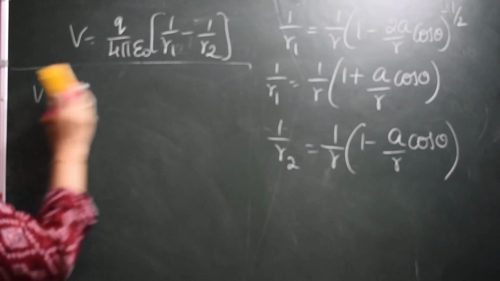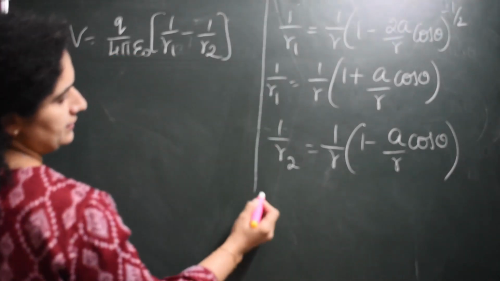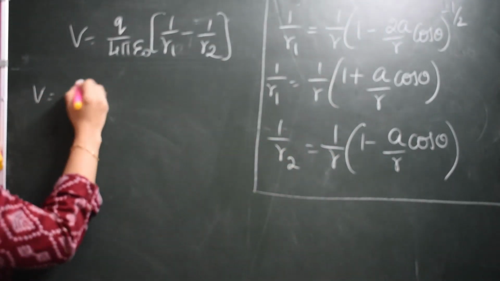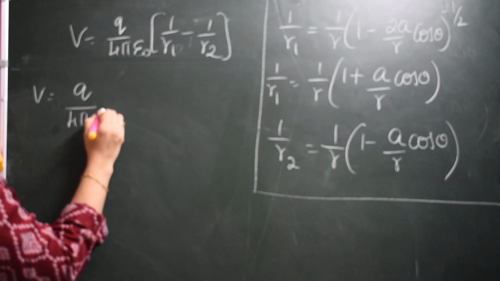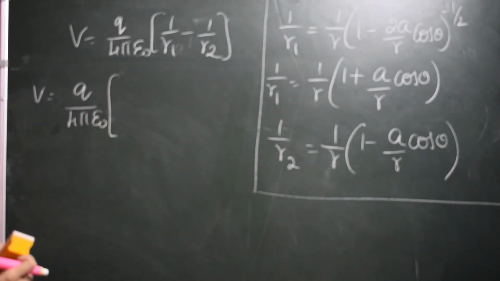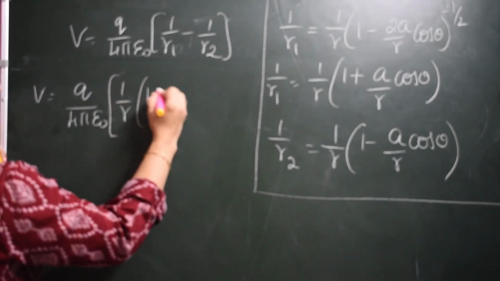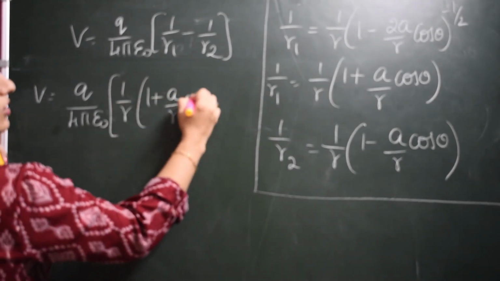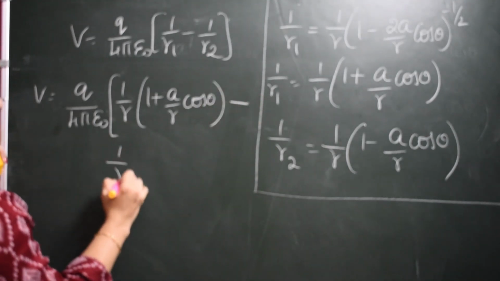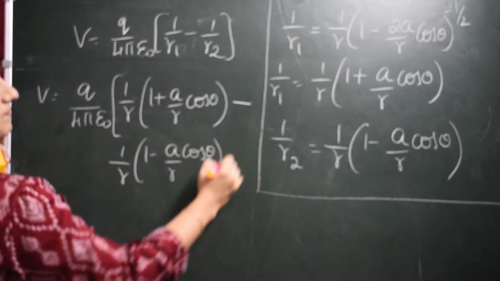Therefore, in this equation only we will substitute. So V is equal to Q by 4 pi epsilon naught into, what is 1 by r1? This value, 1 by r into 1 plus a by r cos theta minus 1 by r into 1 minus a by r cos theta.